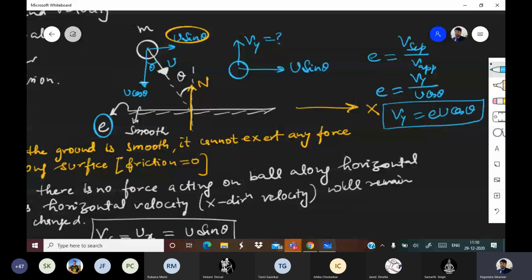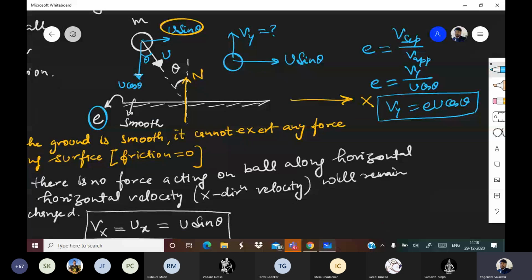Please note this. Now if somebody asks you what will be the final total velocity of the ball, can you find that? Yes, you can do that, because you have Vx and you have Vy, so you can find the final net velocity also if somebody asks you that. Correct? Okay.